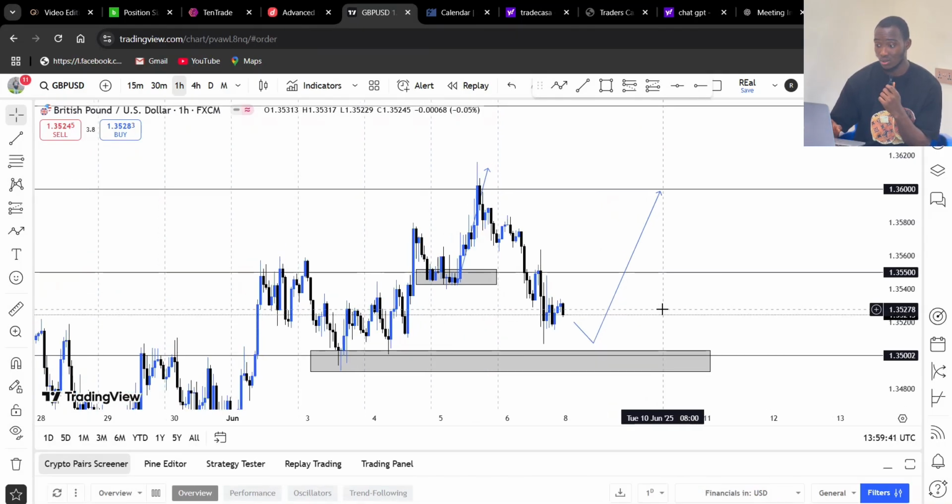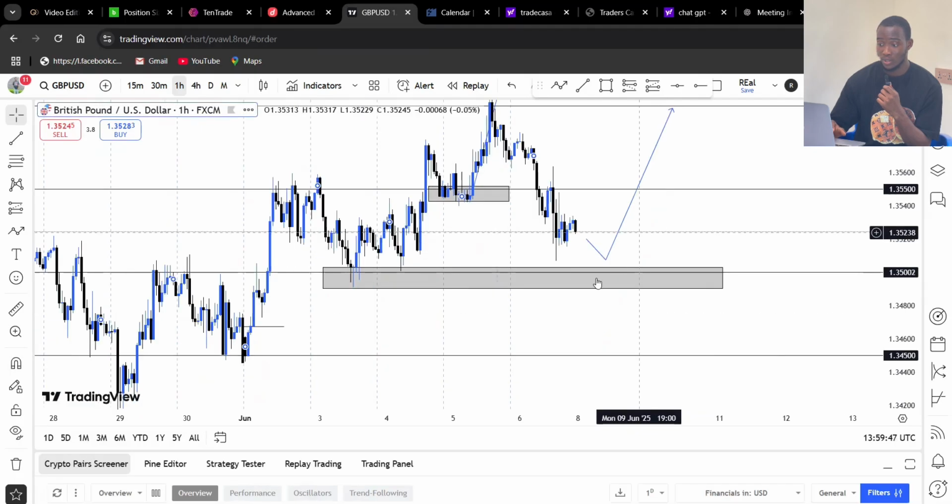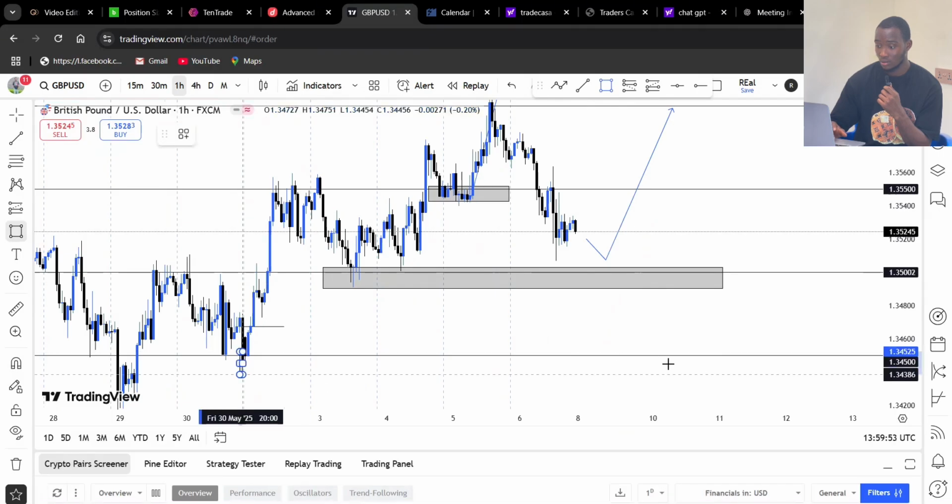So I think that is all. This week we still look for opportunity to buy. Those that are looking for opportunities to sell, beautiful. You just have to wait for the market to break below this zone, and this will be your next level target.